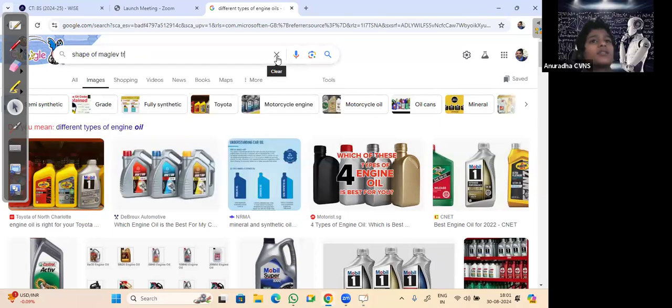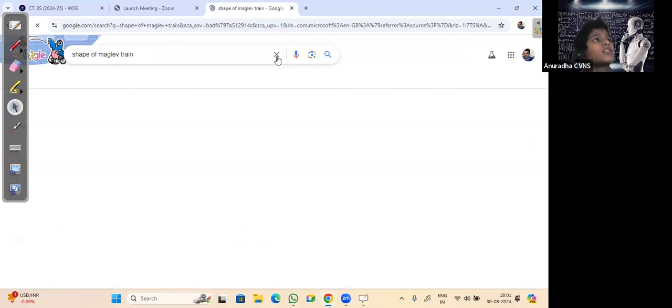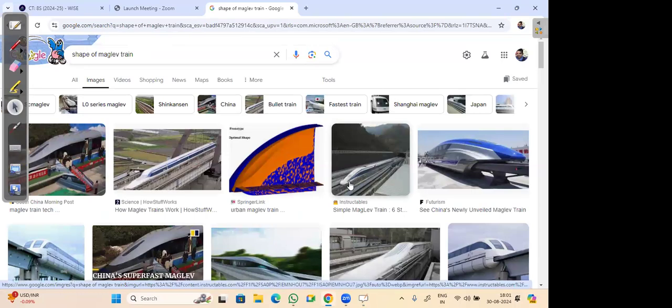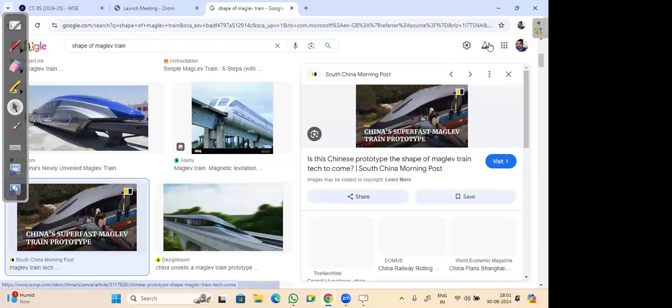It is slim, sir. Streamlined shape, sir. So see, a maglev shape. Again, the shape is streamlined. Yes. It has been designed.